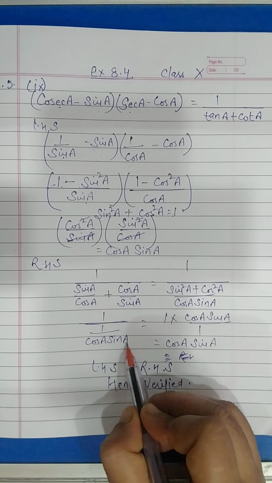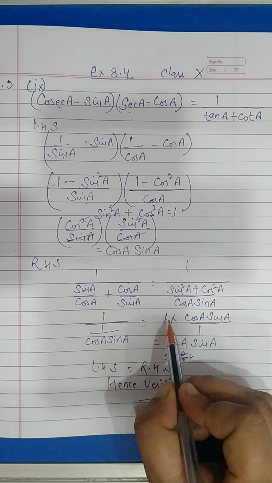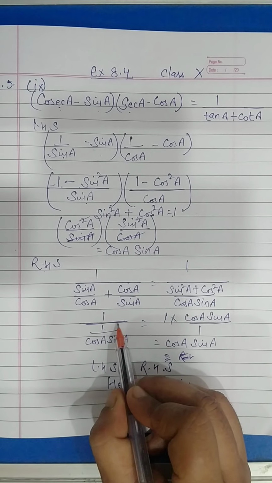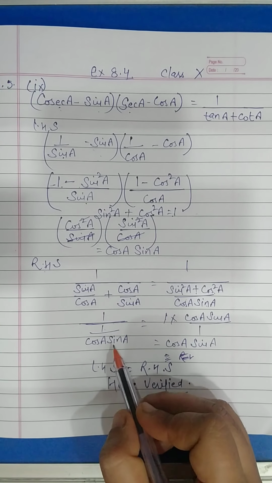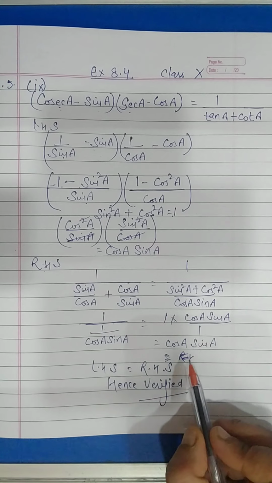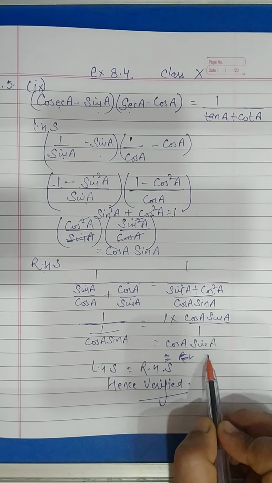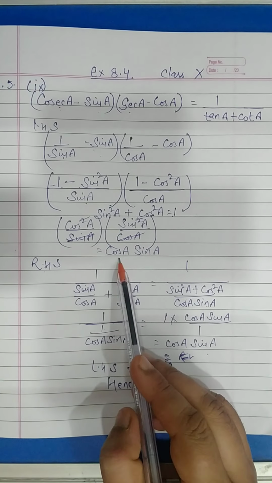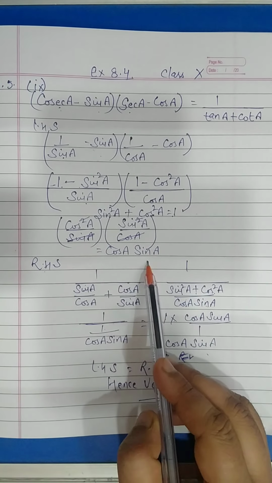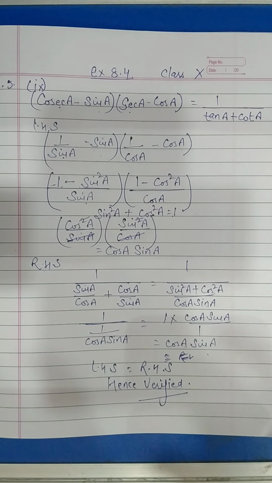1 divided by this fraction means 1 multiply by the reciprocal of this. Whenever the denominator is a fraction, we have to do the reciprocal. Now we got the same answer which we got as left hand side. Now left hand side answer and right hand side answer both matched. We can say hence verified.